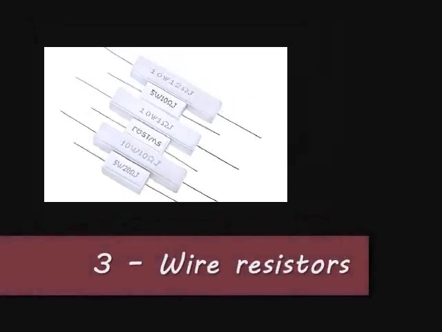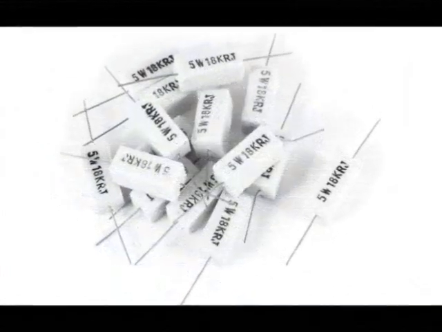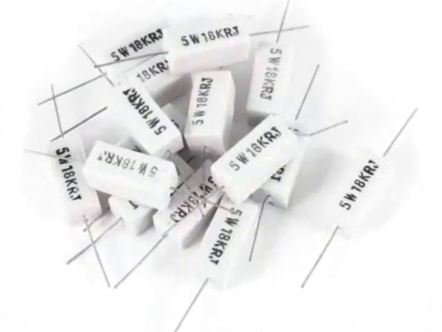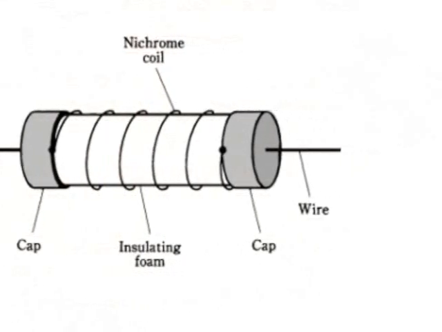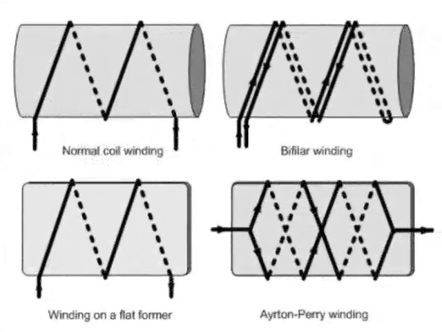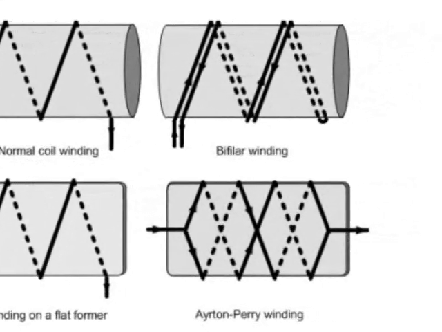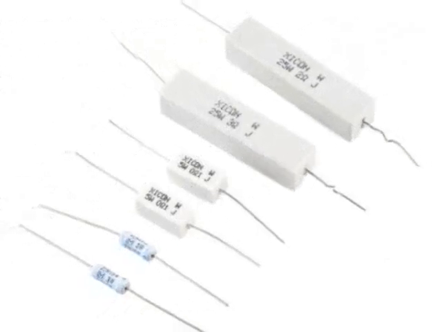Three. Wire resistors. As the name suggests, the electrical resistance of a coil is created by winding long resistance wires around a core, which is usually a ceramic or plastic coating on the wires wrapped around the core. They are coated so that the wires inside are not damaged.